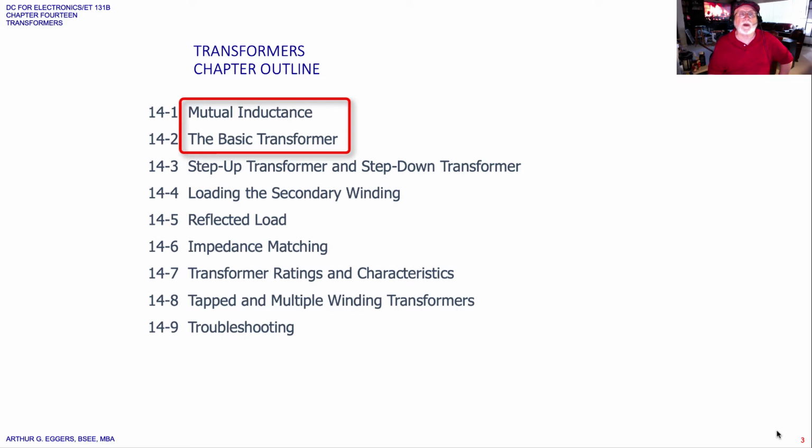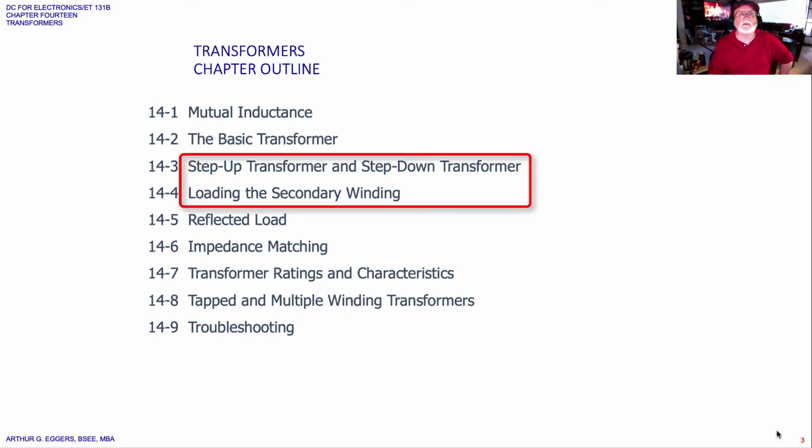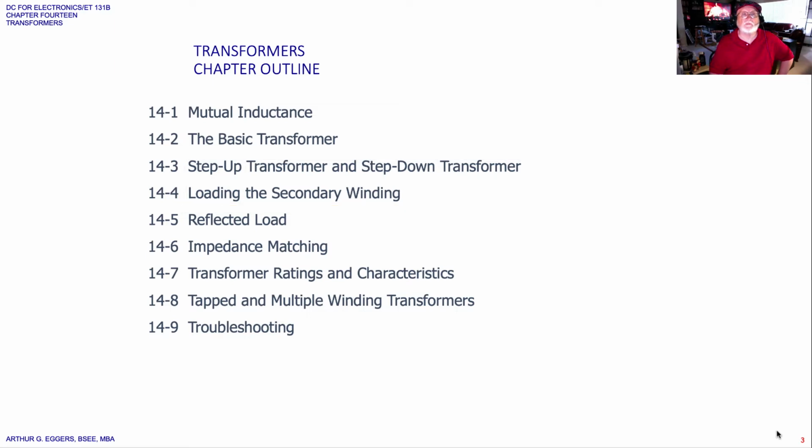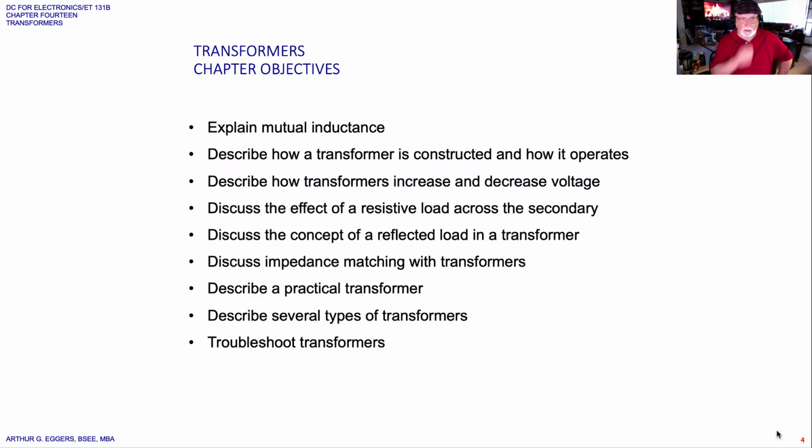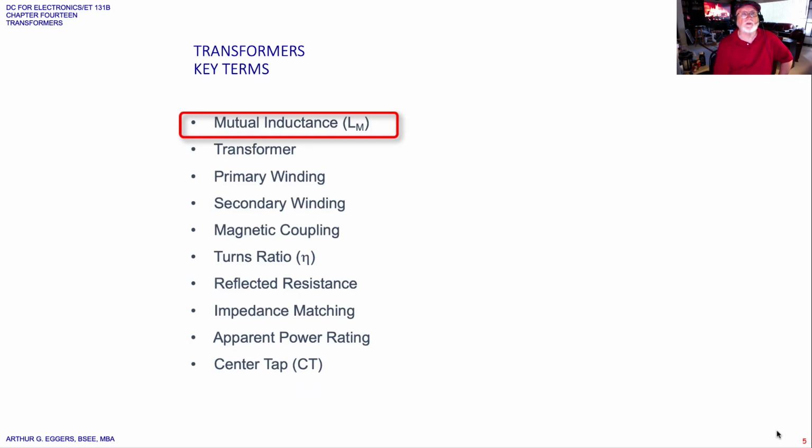So we're going to learn about stepping up and stepping down, loading the secondary winding, reflected loads, impedance matching, very important, ratings on transformers, tapped and multiple winding transformers in this section. So we will learn in these objectives what all of these terms mean and what the concepts are of each of these. Some new terms then, key terms, mutual inductance.